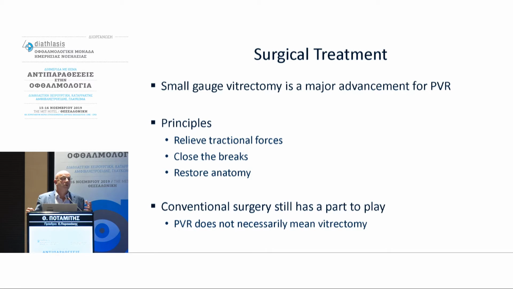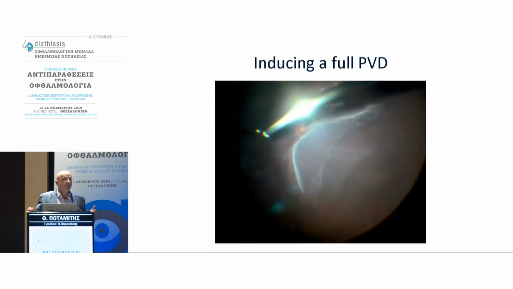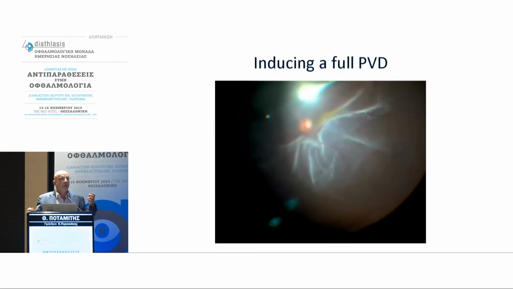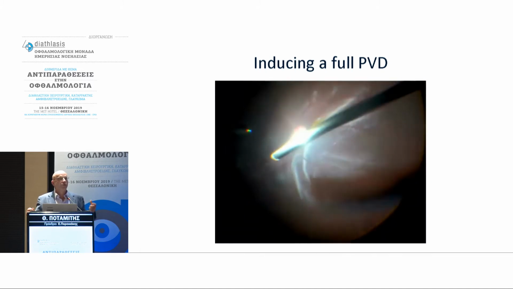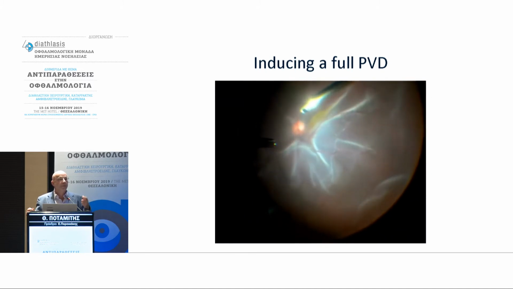I guess it's small gauge vitrectomy, good viewing systems, we can see better, we don't traumatize the eye so much, so we're becoming better at treating PVR. Conventional surgery, scleral buckling procedures still have a role to play, and having PVR doesn't necessarily mean you have to do a vitrectomy. What's very important in PVR is to reduce traction and to reduce the chance of PVR formation.